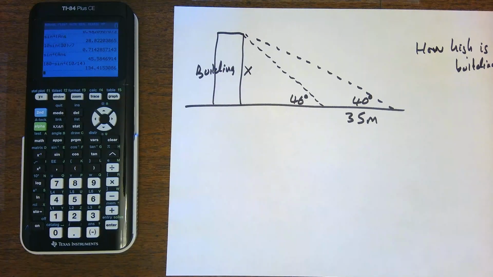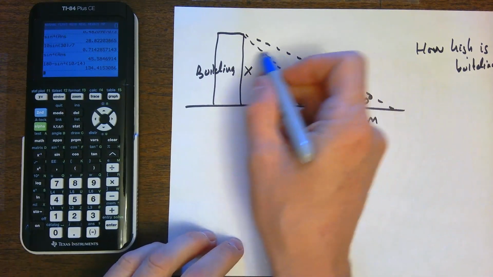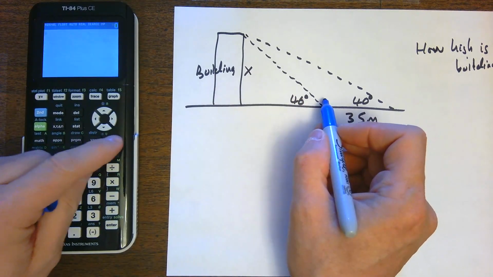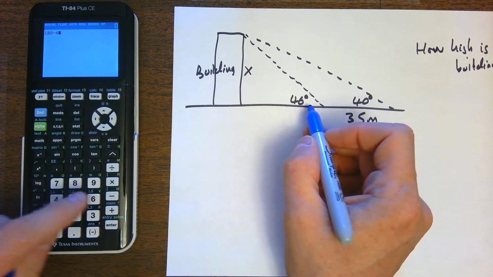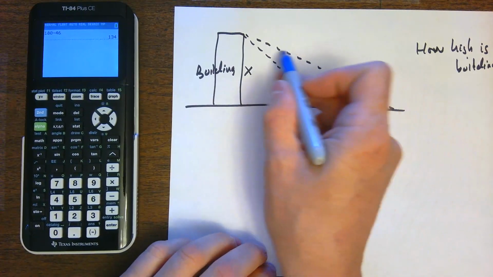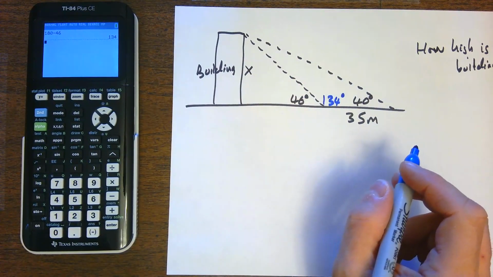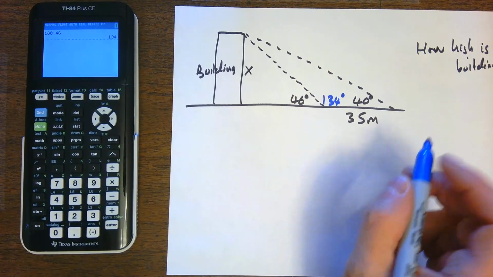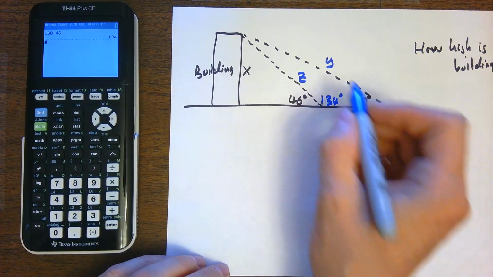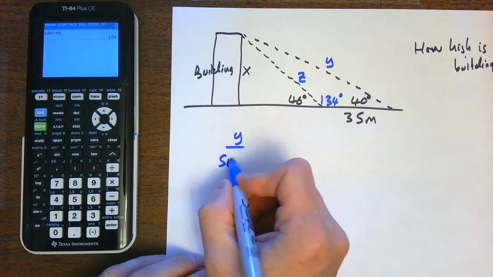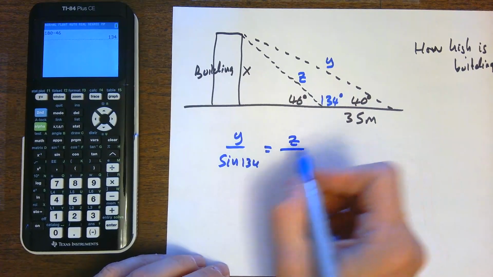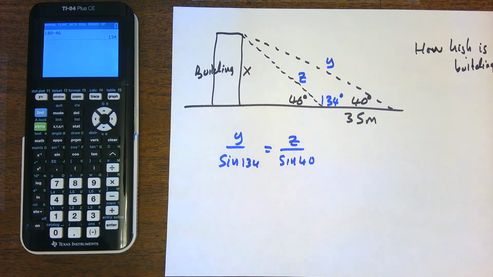All right, so if I take a closer look at this triangle right here, if that's 46, what's that angle inside there? 180 minus 46. The angle inside here is 134. So I'm just going to look at just this triangle for a moment. I'm going to call this length y and this length z. And I know that y over the sine of 134 is equal to z over the sine of 40.